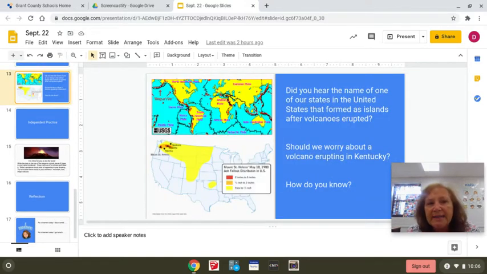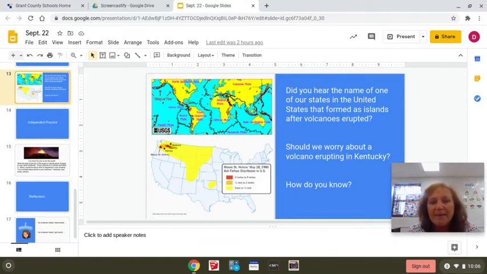I have included in the next slide 2 maps, and the one on the top is the Ring of Fire, and it's an area that kind of forms a horseshoe shape. And in that area, there are a lot of volcano eruptions and earthquakes. So 2 more events that we will also learn more about later on in the school year.